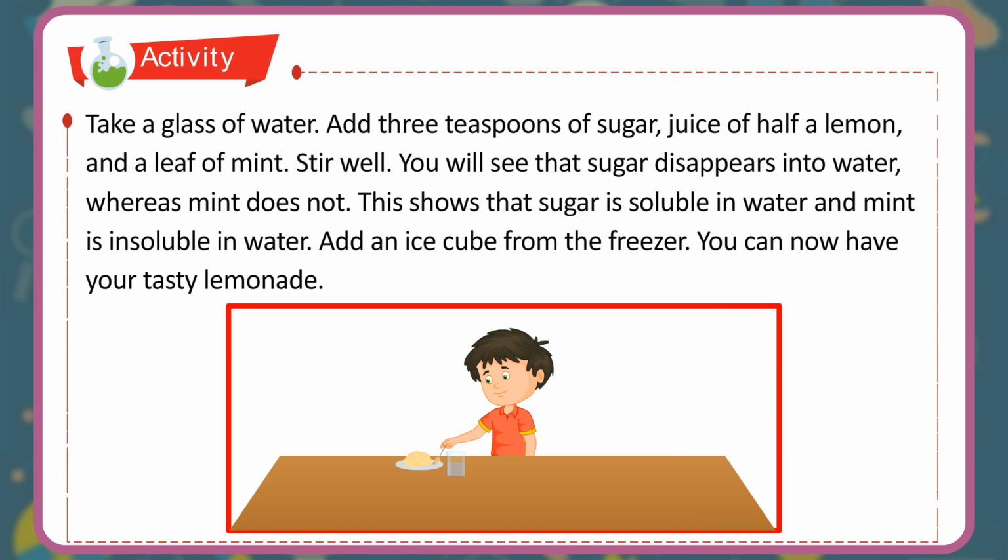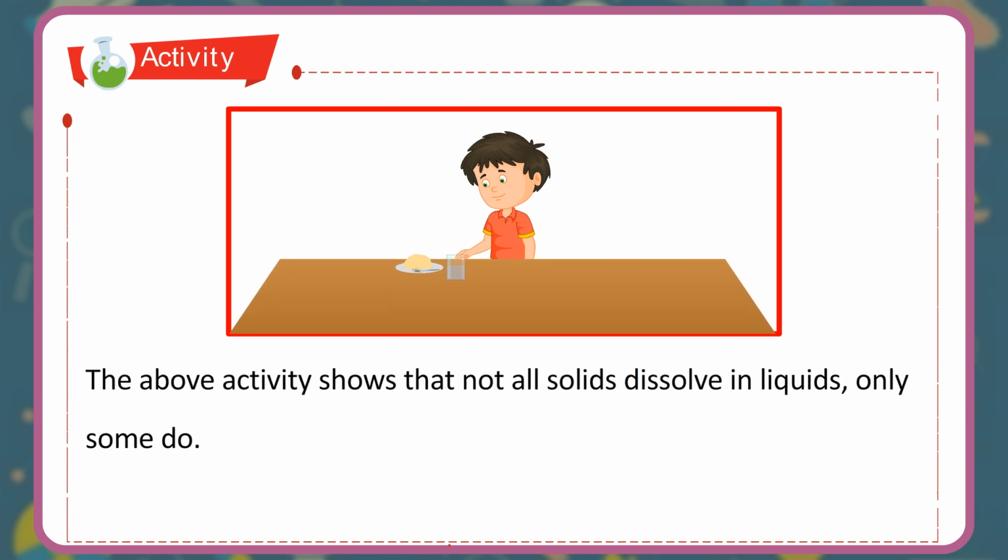Activity 6. Take a glass of water. Add 3 teaspoons of sugar, juice of half a lemon, and a leaf of mint. Stir well. You will see that sugar disappears into water, whereas mint does not. This shows that sugar is soluble in water and mint is insoluble in water. Add an ice cube from the freezer. You can now have your tasty lemonade. The above activity shows that not all solids dissolve in liquids, only some do.